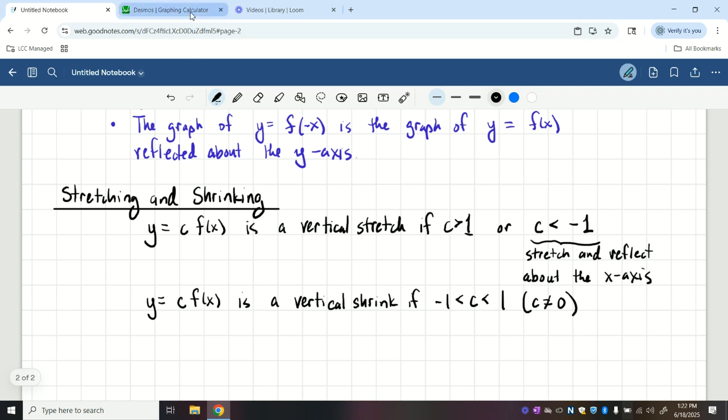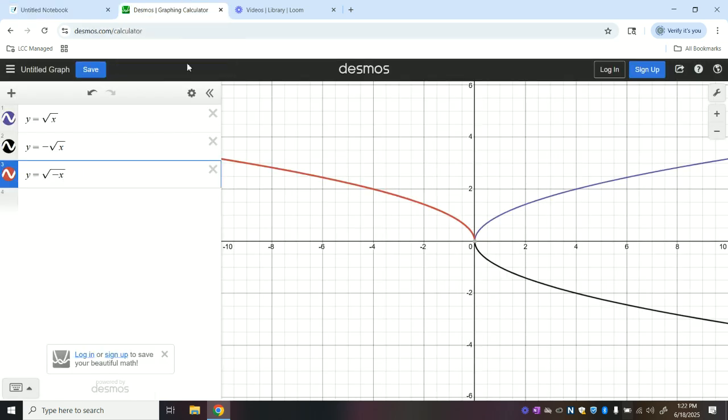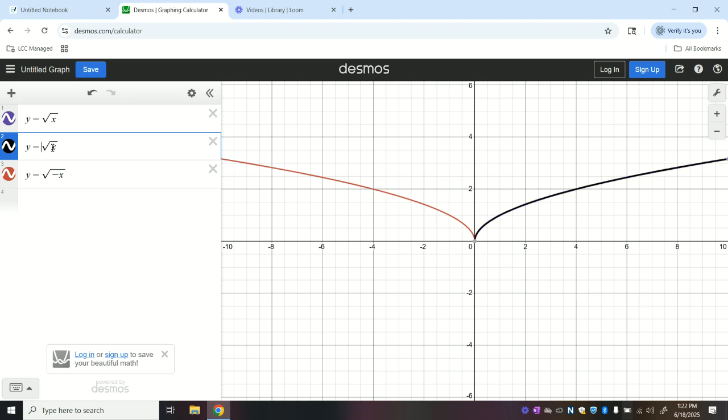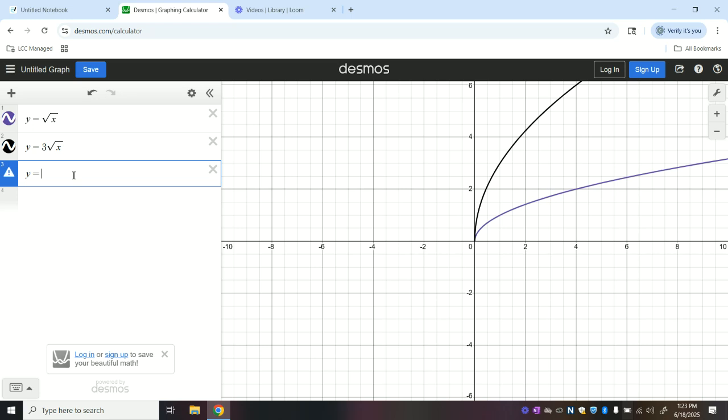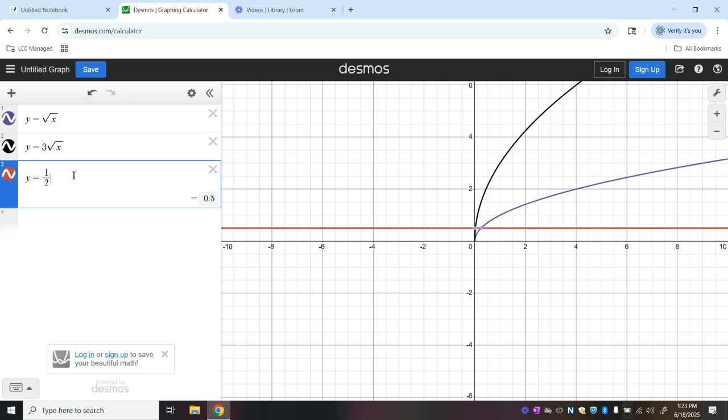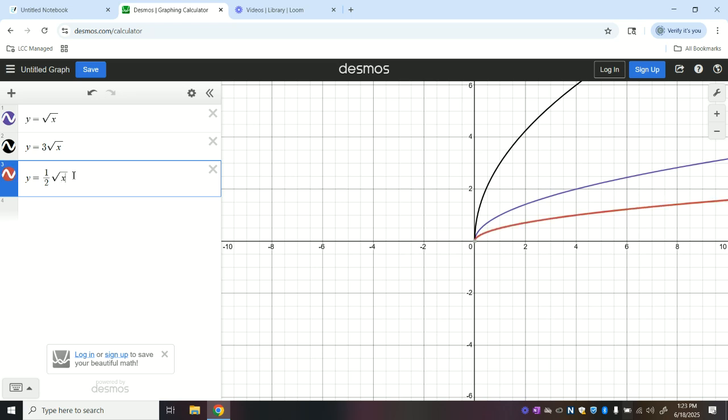Okay, so here we go. Let's look at Desmos real quick just to show you what's happening. So if I did, instead of negative radical x, say 3 radical x, there's your vertical stretch. Now, if I did 1/2 times the square root of x, you'll see there's the red graph, and that represents a vertical shrink from the original. So it squeezed it tighter to the x-axis.